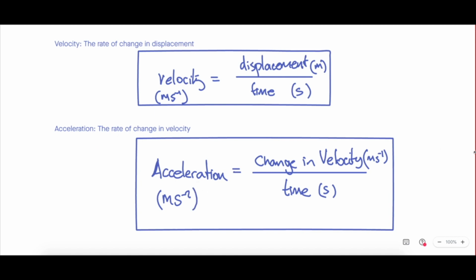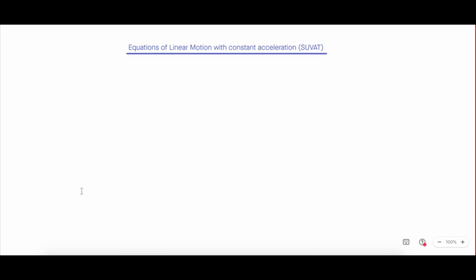So what we're going to look at now are equations for acceleration. All the equations for linear motion with constant acceleration, also known as the SUVAT equations. Each letter in SUVAT represents something different. S is displacement in meters, U is initial velocity in meters per second, V is final velocity in meters per second, A is acceleration in meters per second squared, and T is time in seconds.